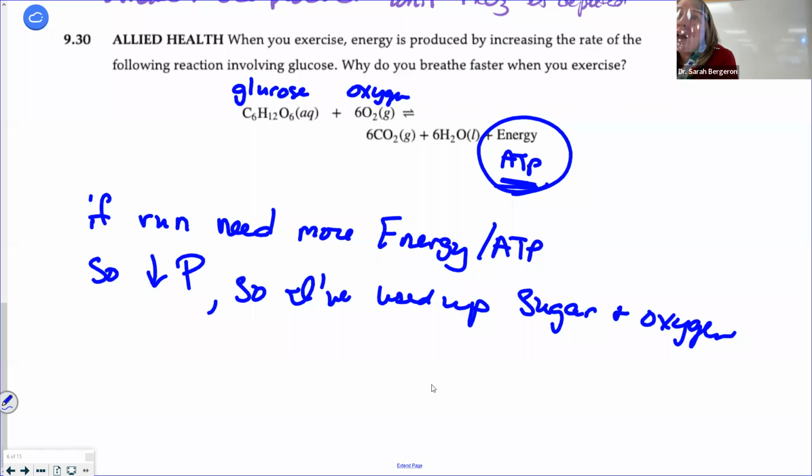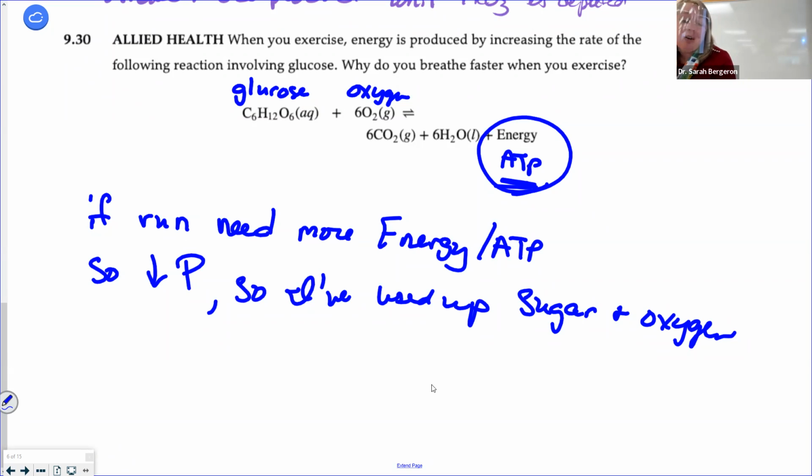What happens if you run out of sugar and oxygen? You will, guess what? Pass out. So instead of passing out, what does your body do in response? It makes you breathe faster, right? Because if I'm running out of oxygen, how do I get more oxygen? Take a big deep breath, right? So when you exercise heavy, you're depleting your reactants. And so you breathe to replace them.